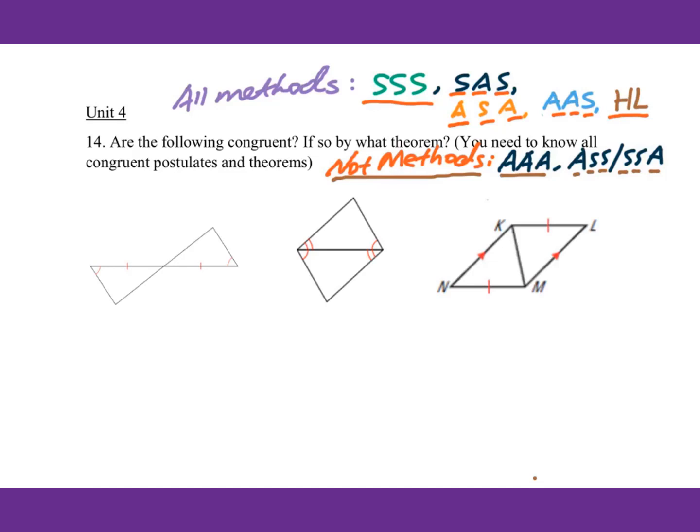So for number 1, these 2 triangles are congruent to each other because this is a vertical angle. You have angle, side, angle to prove these 2 triangles are congruent to each other. These 2 triangles are congruent to each other too, because you have angle, side, angle.